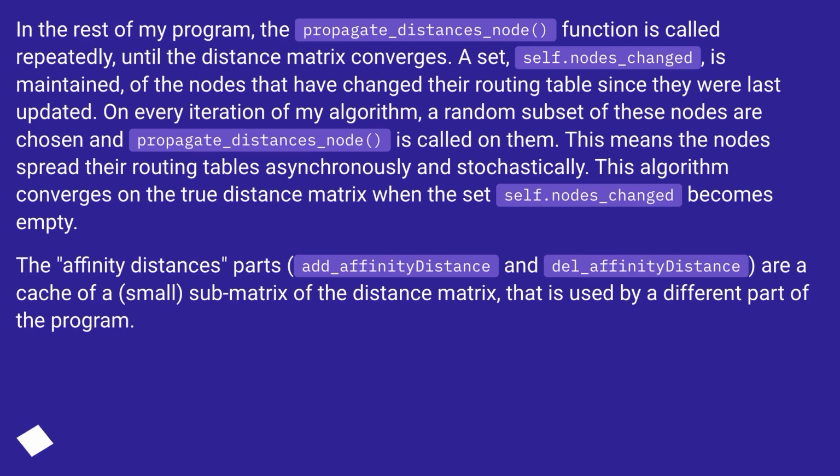The affinity distances parts, add_affinity_distance and del_affinity_distance, are a cache of a small submatrix of the distance matrix that is used by a different part of the program.